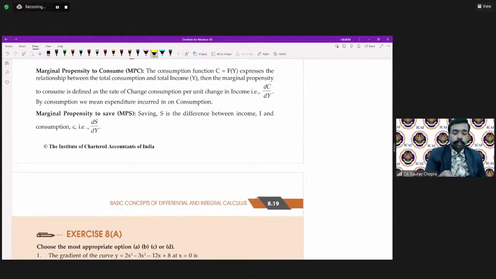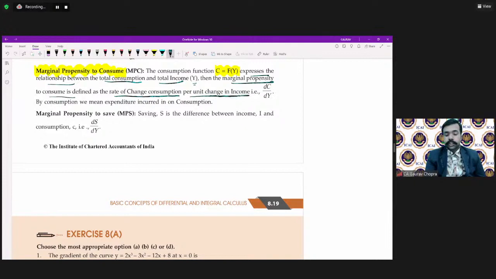So it can be used for marginal propensity to consume, that is MPC. The consumption function, which is C is equal to f(Y), expresses the relationship between the total consumption and the total income, that is Y. Then the marginal propensity to consume is defined as the rate of change of consumption per unit change in income, that is dC by dY. कि जब भी इनकम में चेंज होता है तो कंजम्पशन में कितना चेंज आता है.